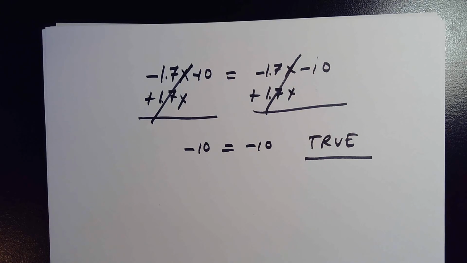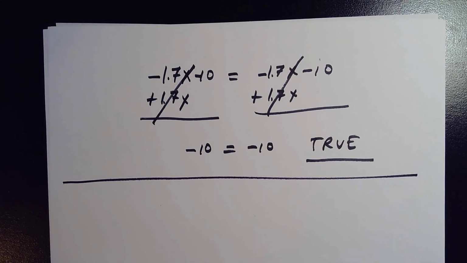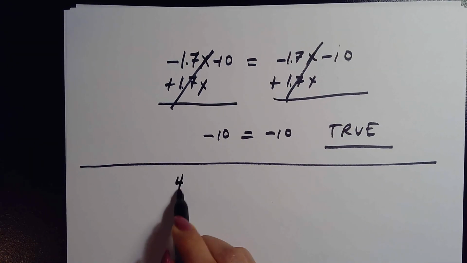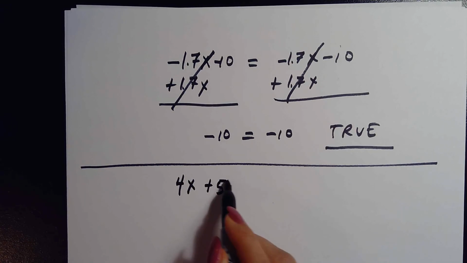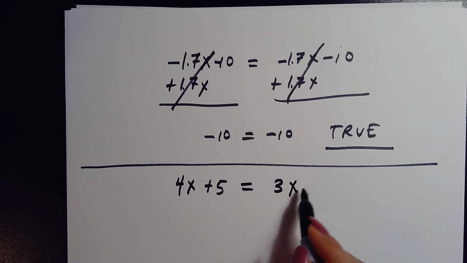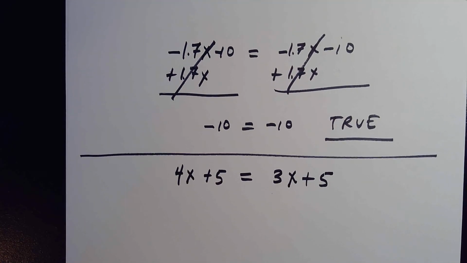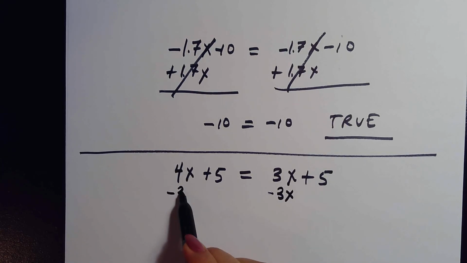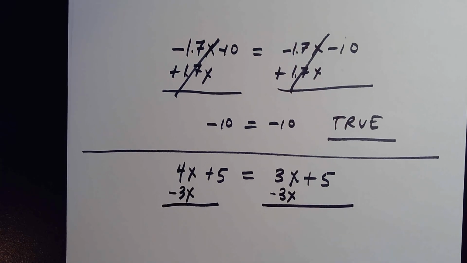Okay, so the last problem of 2.3 I'm going to consider is the following. You want to solve 4x plus 5 equals 3x plus 5. Okay, so I want to keep the x positive, and so I have x on both sides, right? So I'm going to move 3x. I'm going to subtract 3x from both sides to keep the x positive.